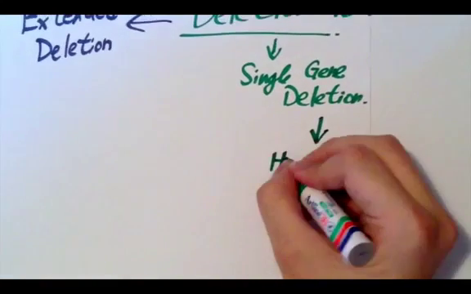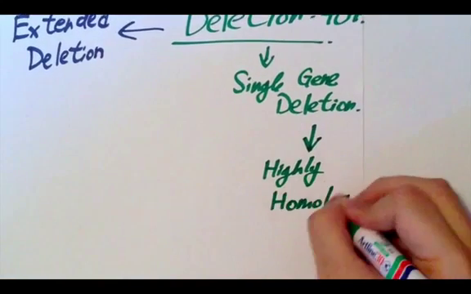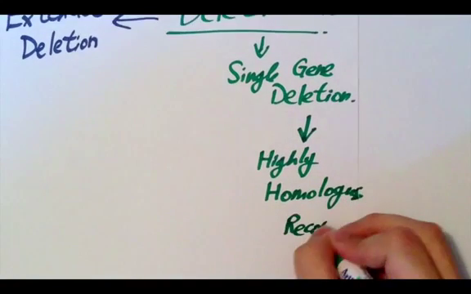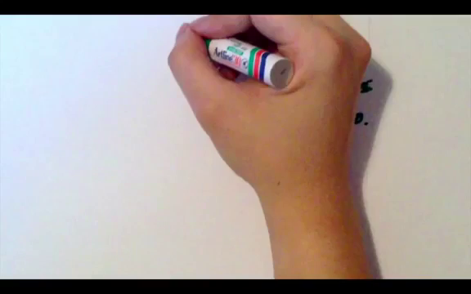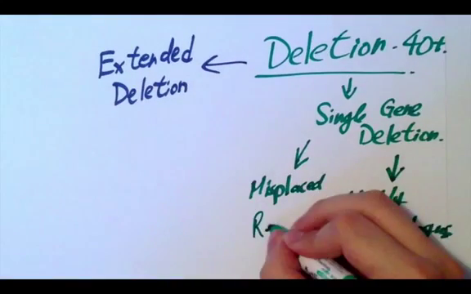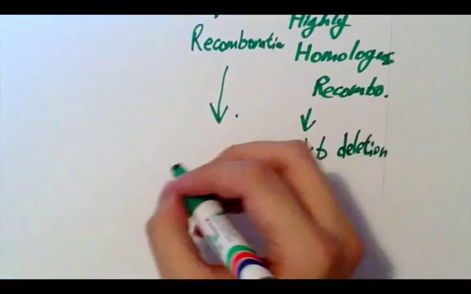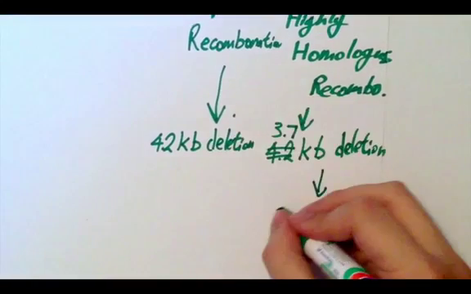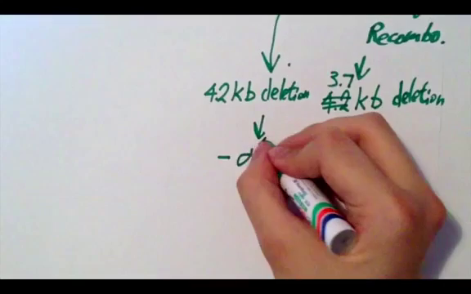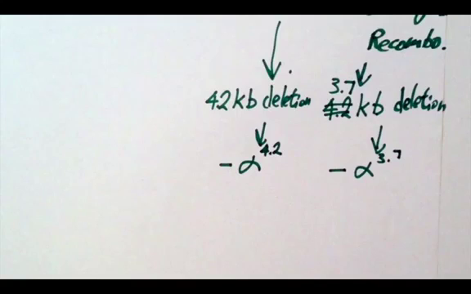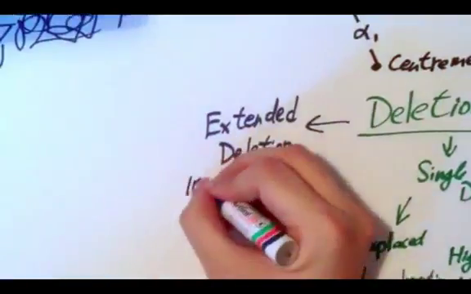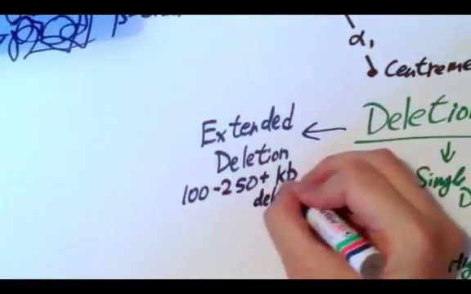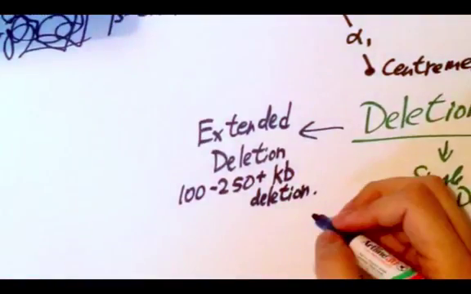Looking into single gene deletion, this is when only 1 alpha chain is affected. The amount of information deleted depends on the recombination that happens afterwards. In a highly homologous recombination, only 3.7 kilobases are deleted, and that is named negative alpha 3.7. On the other hand, if it's a misplaced recombination, there will be a 4.2 kilobase deletion, and it's called negative alpha 4.2.